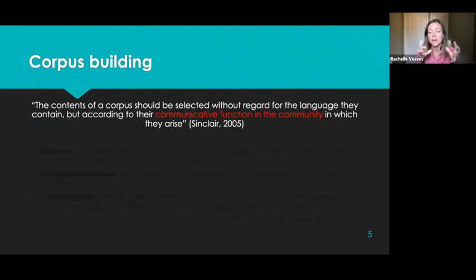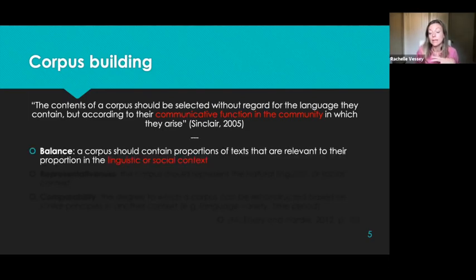Okay, so we know a bit about corpus linguistics and what a corpus is. I'm glossing over a lot of detail here. But another premise that I'm trying to build on here is the argument made by Sinclair many years ago, that the content of a corpus should be built without regard to the language of the texts that comprise the corpus, but rather according to the communicative function of those texts in the community in which they arise. So the communicative function of the community gives this angle, this focus on the social, right, rather than especially on the linguistic.